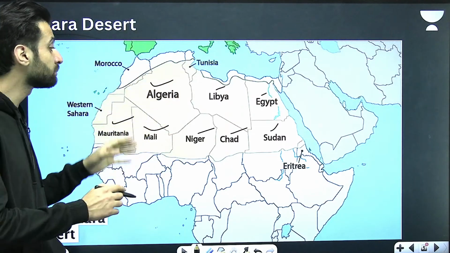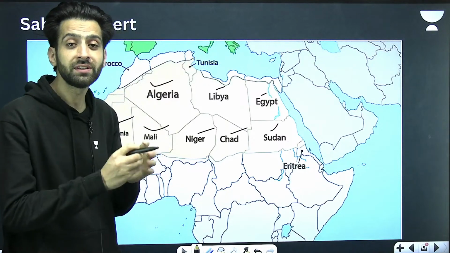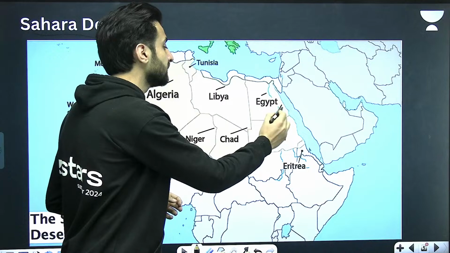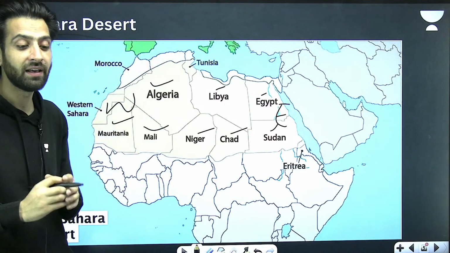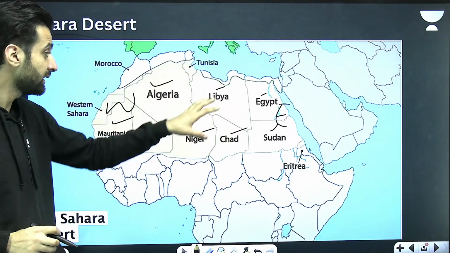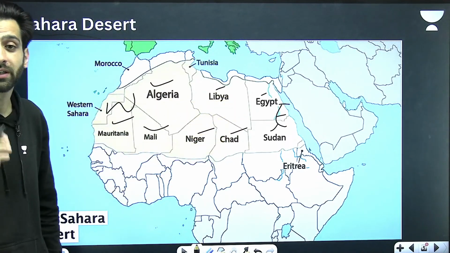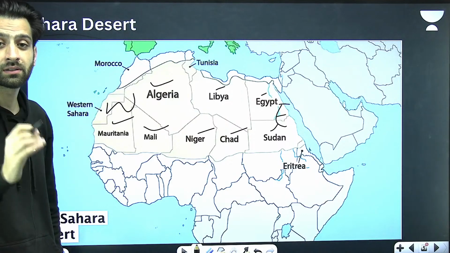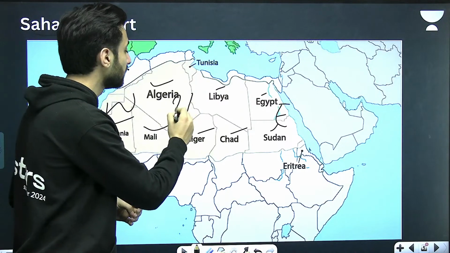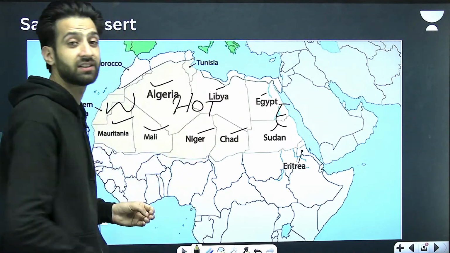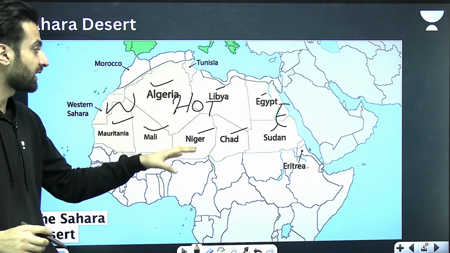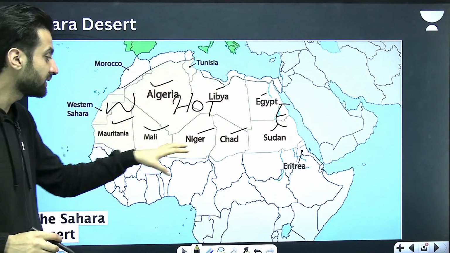It is more than 5,000 kilometers going from west towards east. So this covers an area of around 5,000 kilometers. This is the length of the Sahara Desert and it includes the 10 countries. And very important, it is the world's largest hot desert. Make sure you remember the word hot desert, not just desert. It's the world's largest hot desert. So these are the countries that are included in the Sahara.